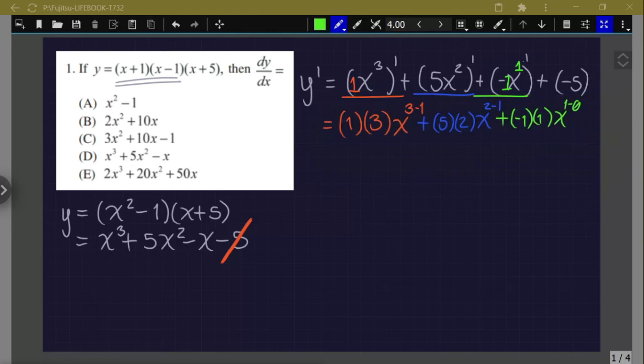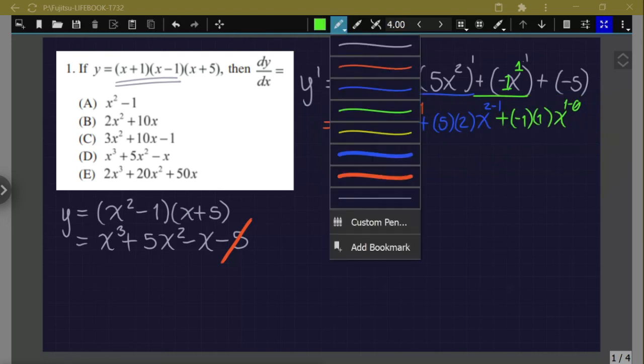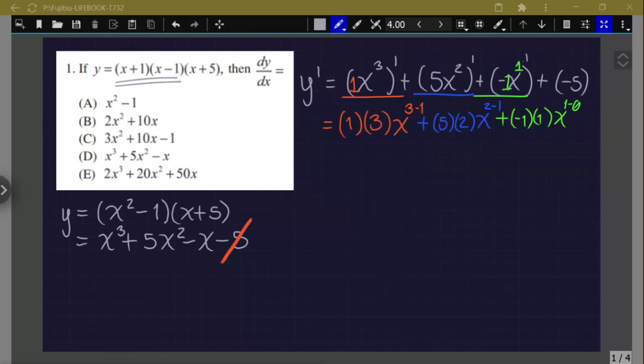Okay, so then we need to just simplify these expressions. This is going to be 1 times 3 is 3, x to the 3 minus 1 is 2, plus, so we are done with that one. Let's go to this one. 5 times 2 is 10.